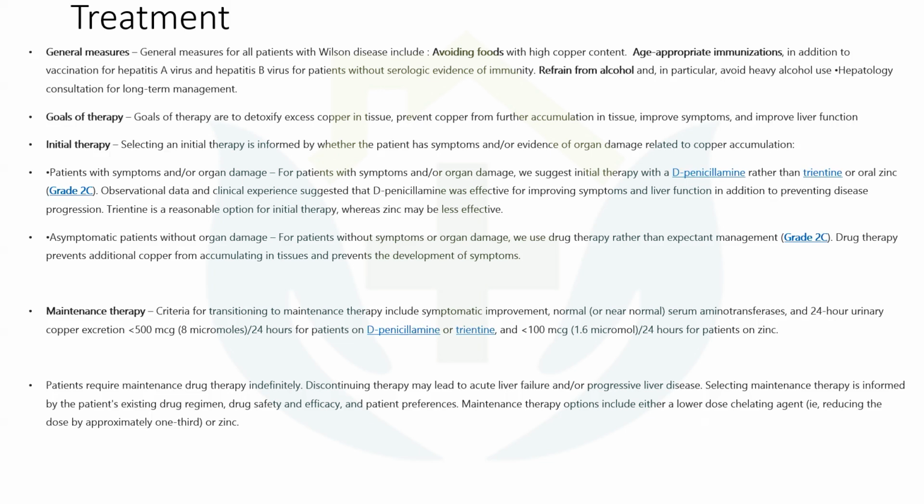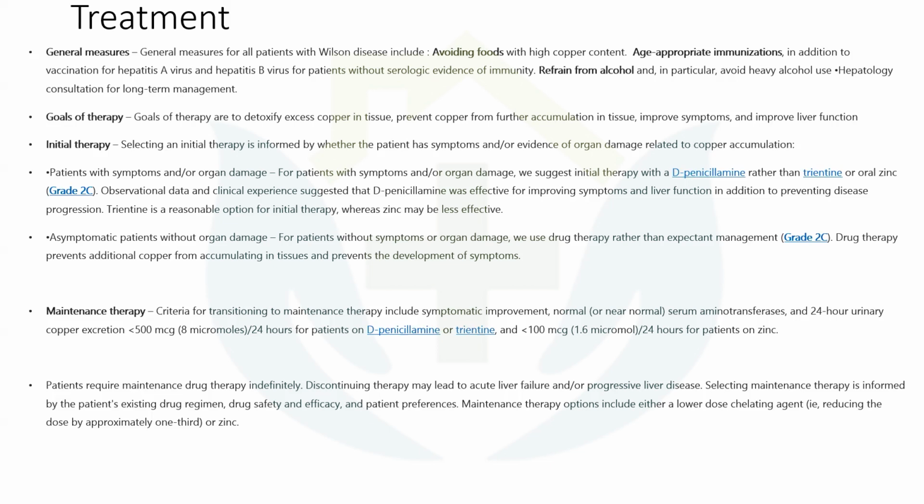The goal of therapy is basically copper chelation, to remove as much copper from the body as possible, and the intake has to be restricted so that tissue deposition decreases and liver function improves. The chelating agent most commonly used is D-penicillamine, as the primary initial therapy. In other cases we can use trientine and oral zinc also.